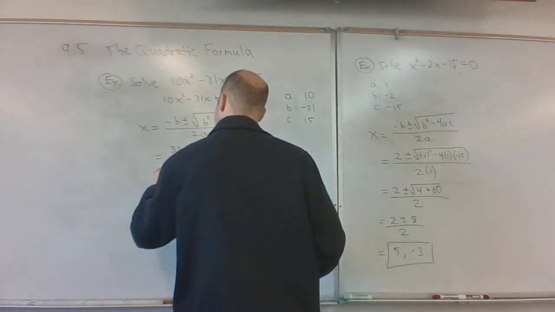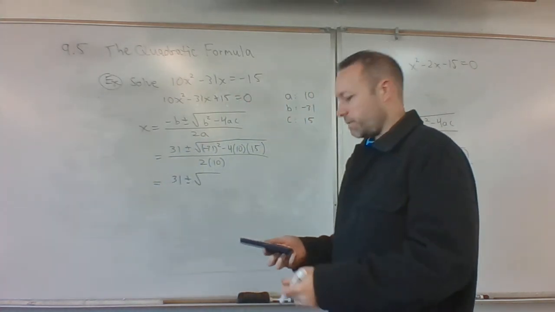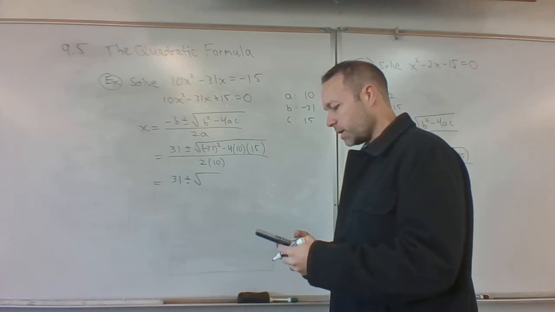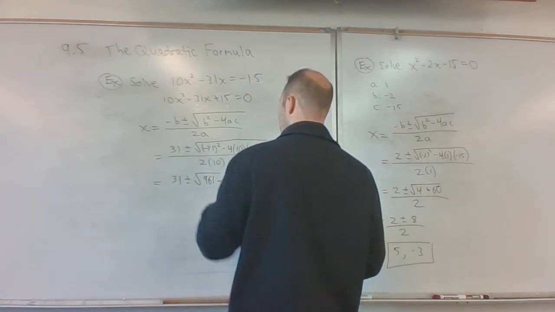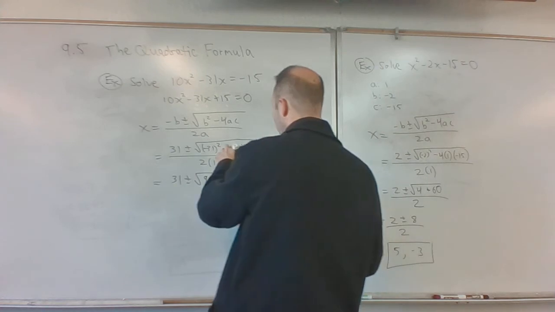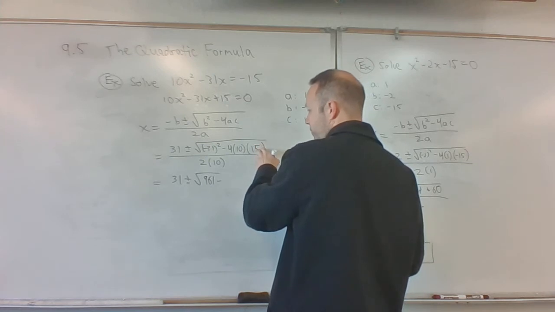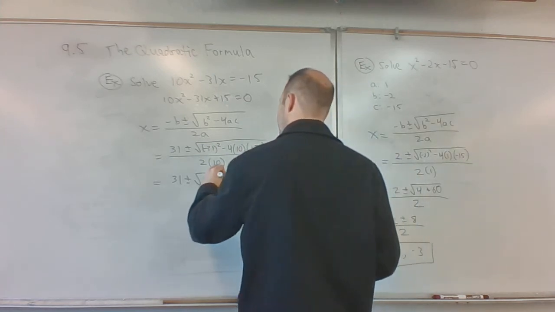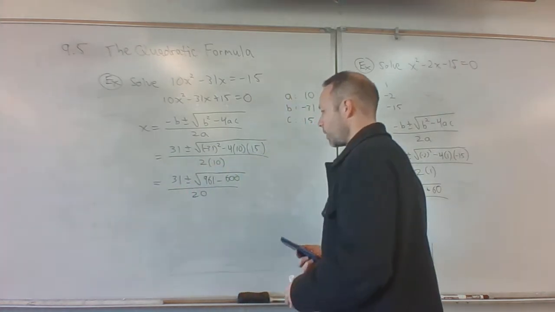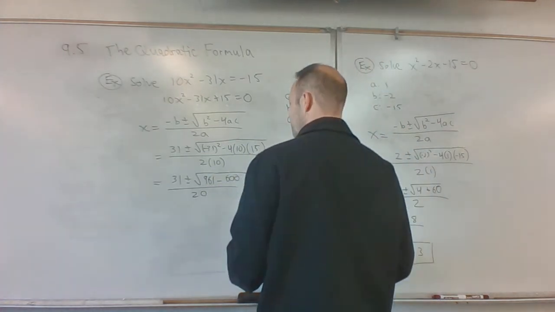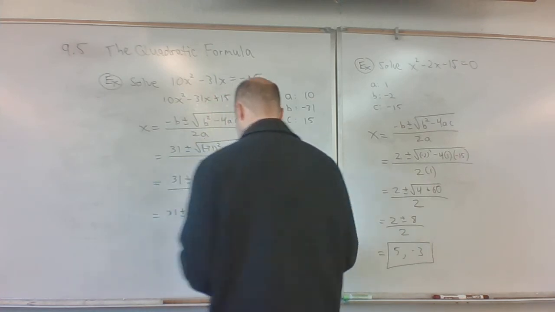Okay, let's see what we start to get. 31 plus or minus. -31 squared is going to be the same thing as a positive 31 squared. So I'm just going to do 31 squared, and that's 961. 961 minus, let's see, 4 times 10 is 40. Well, I know 4 times 15 is 60, right? Because 15 times 2 is 30, times 2 again is 60. So this is minus 600. All of that over 20, 2 times 10 is 20. So 961 minus 600, that is 361. 31 plus or minus square root of 361.